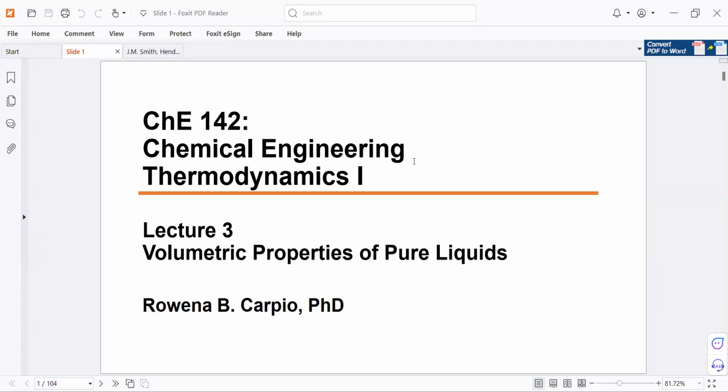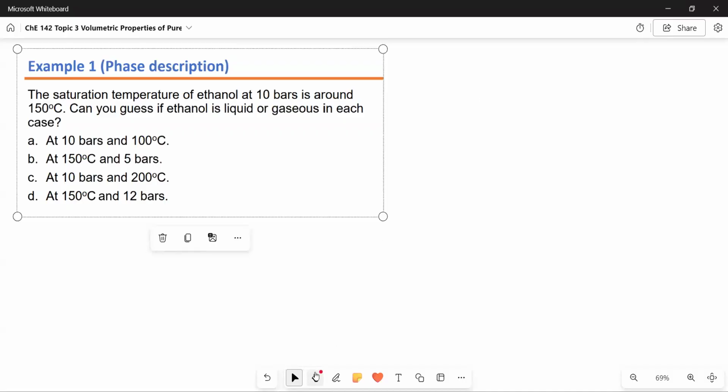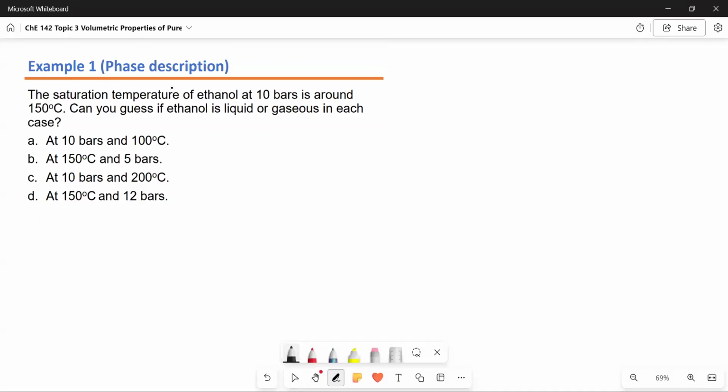Okay, by the way, before we answer example 1, there's a correction on the title of this handout. This should be pure fluids, so you're not limited to liquids, but pure fluids, also the gas. So please correct. So let's read the problem. The saturation temperature of pure ethanol is at 10 bars and 150 degrees Celsius. Can you guess if ethanol is liquid or gaseous in each case? Given, okay, wait.